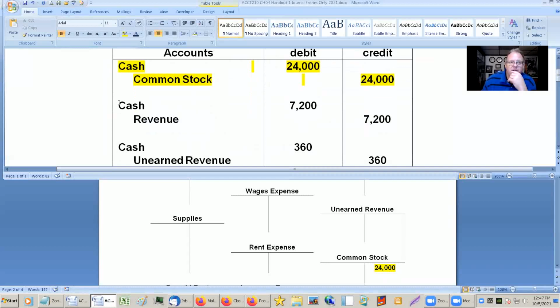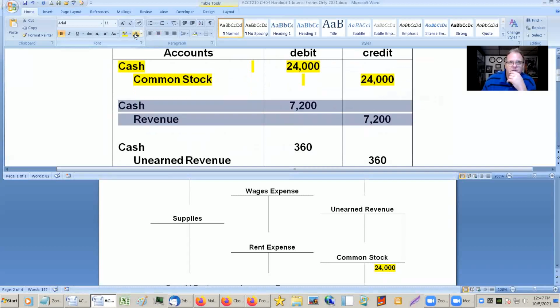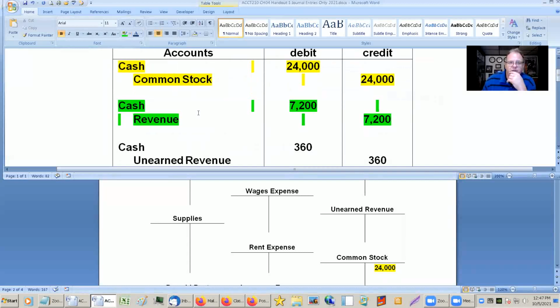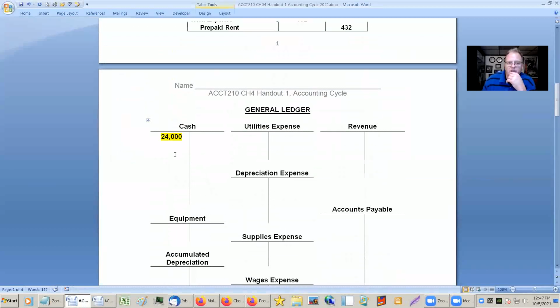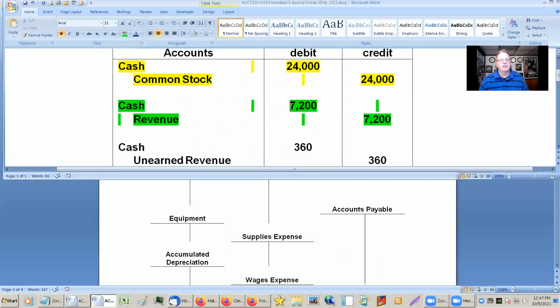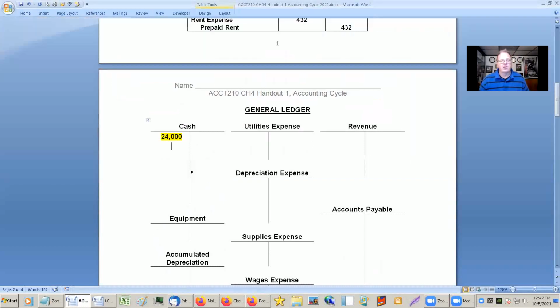Okay, the second one, I'll make that green for now. So we have cash, 7,200, and revenue, 7,200. Cash is a debit for 7,200, so this will be 7,200, and the revenue will be 7,200.